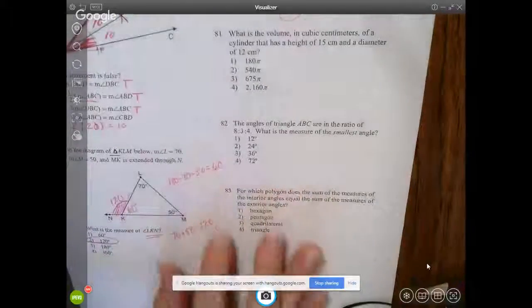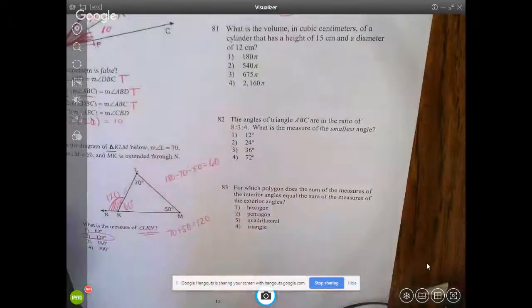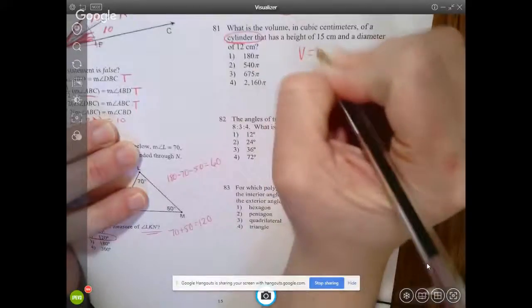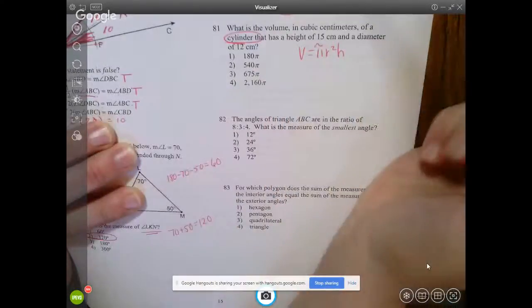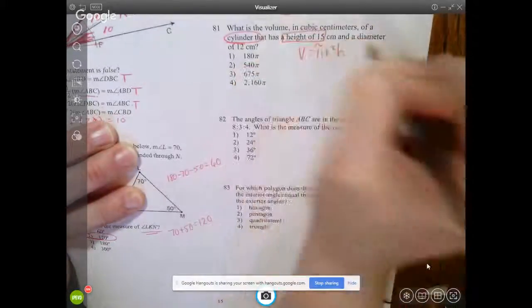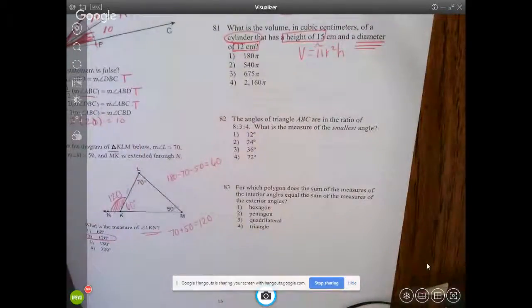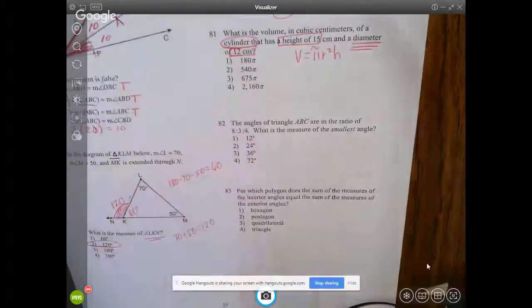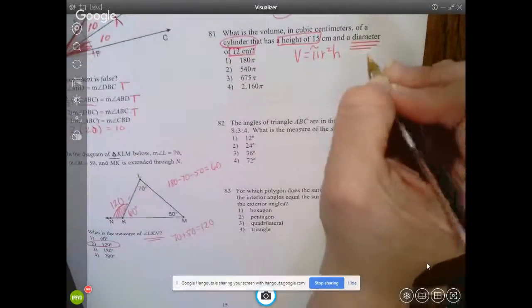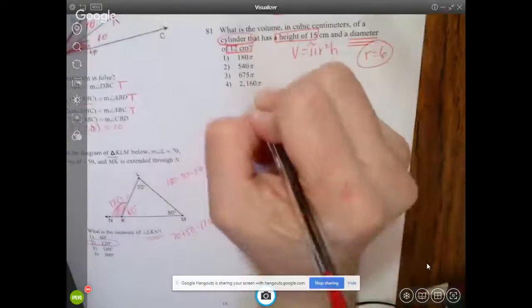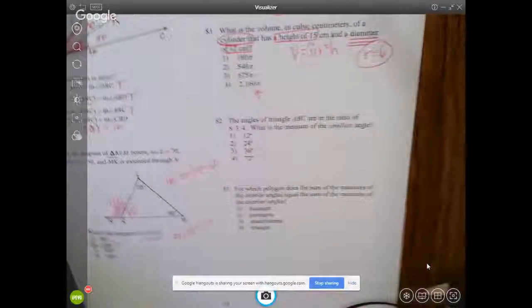Okay, 81. The volume in cubic centimeters of a cylinder. Well, the cylinder formula is pi r squared height. And it tells you the height is 15 and the diameter is 12. So what are the 2 tricks? There's 2 things they tried to get you wrong on. The diameter when you need the radius. So we know the radius is 6. What's the other trick? Pi. All of these solutions have pi in it, so we're not going to type pi in the calculator.